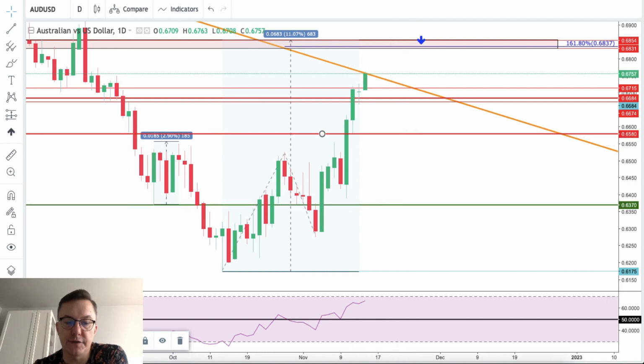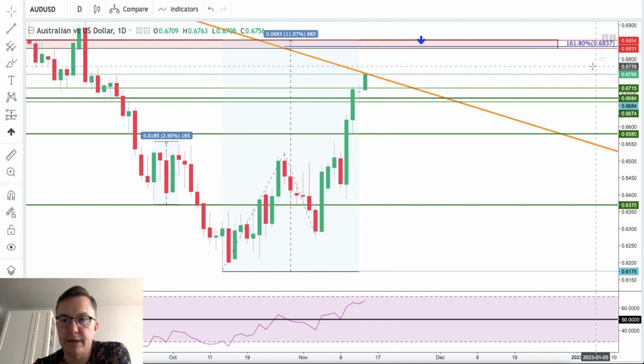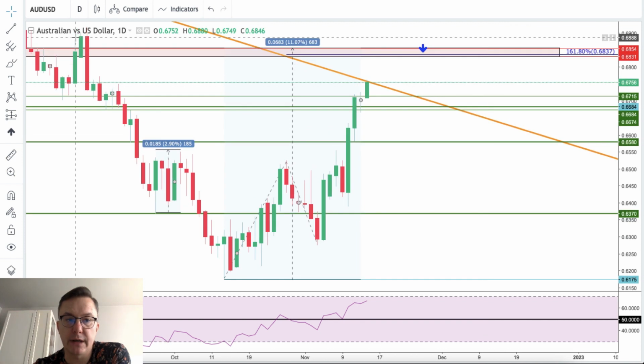Let me just change all of these levels to the technical support. I mean 6,370, 6,580, and one of the most important ones, 6,684. The supply zone will now act as the demand zone, a local demand zone, of course, because it hasn't been tested significantly just yet. This zone is now the demand zone, and it might help to break towards the level of 6,854. So that's the outlook for the Australian dollar.